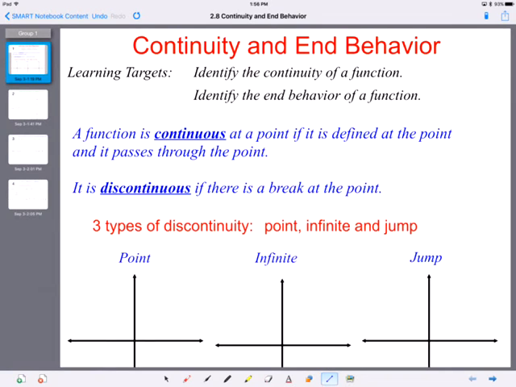Welcome to Continuity and End Behavior of Rational Functions. We're going to identify the end behavior and the continuity of our rational functions today. We've done this before with polynomials, so you'll get a little refresh on that as well.